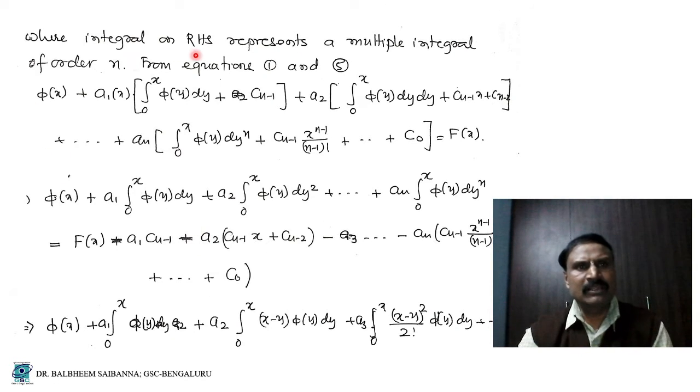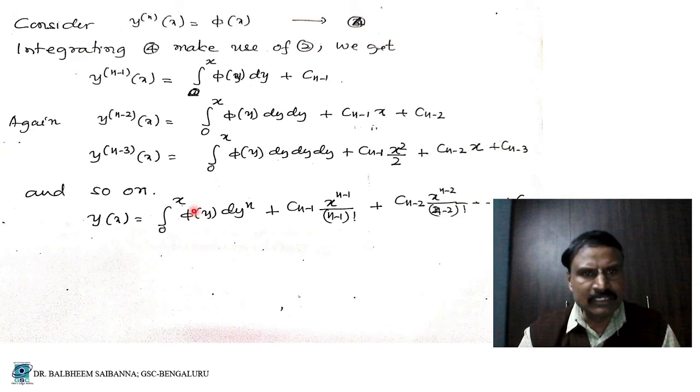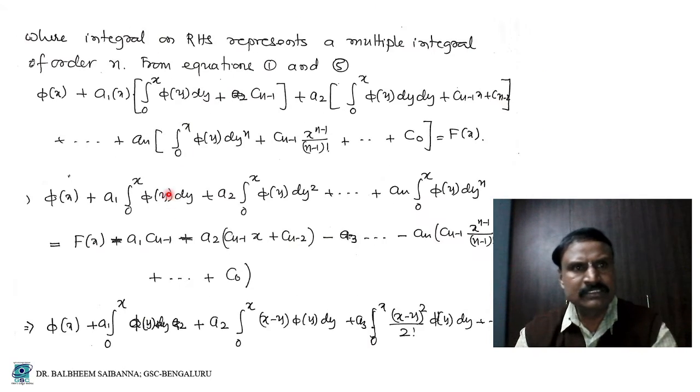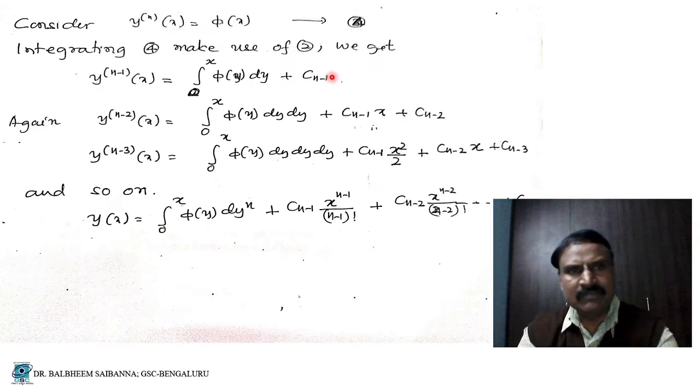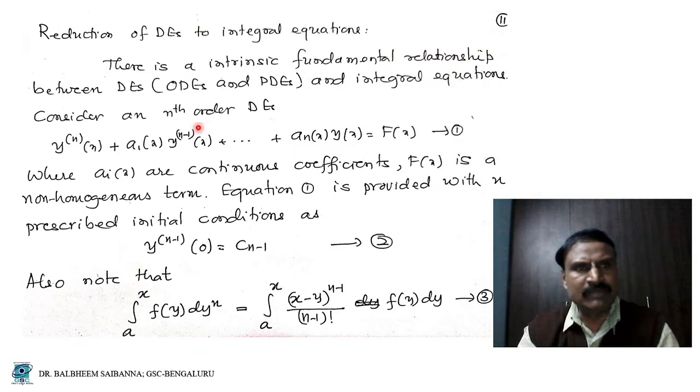So where the integral on the RHS represents a multiple integral of order n. From equations 1 and 5, what is equation 1? Our equation 1 is this one: y to the power of n of x plus a1 x y to the power of n minus 1 of x and so on. This is equation 1.